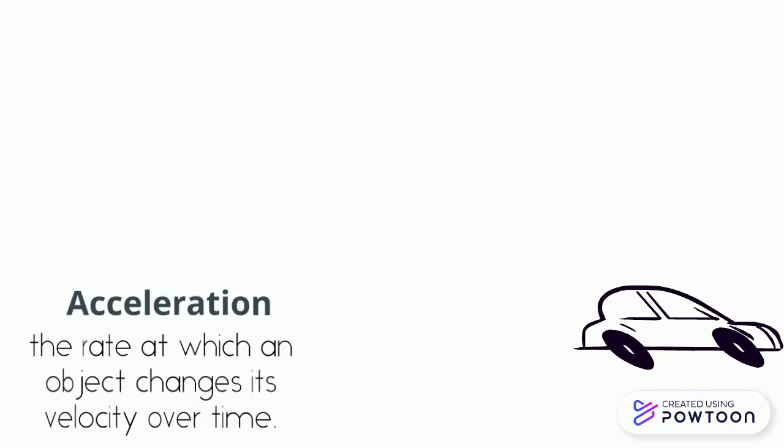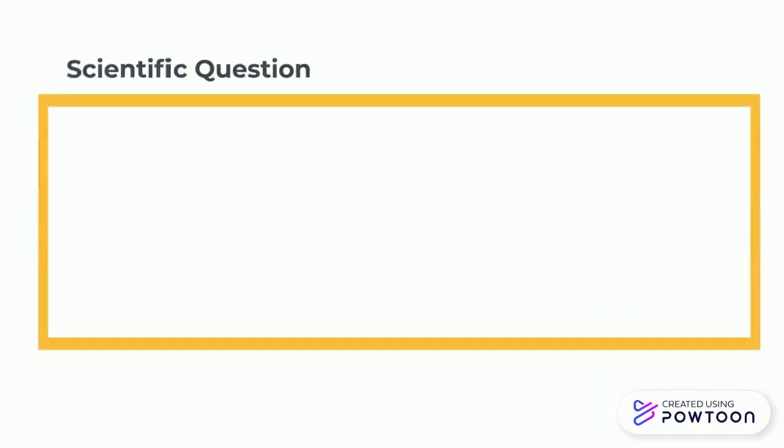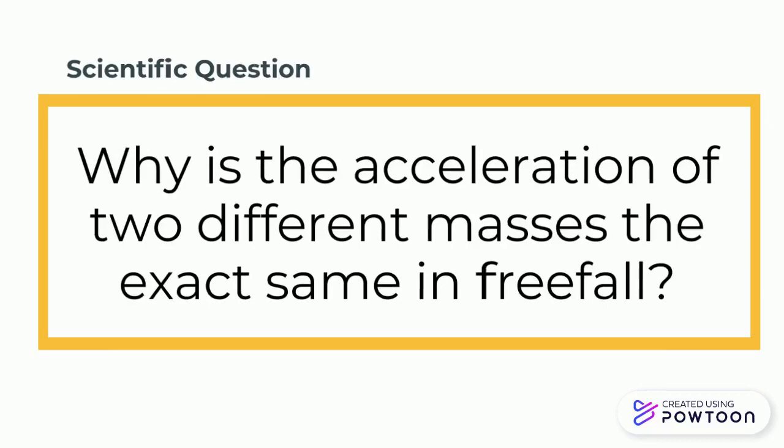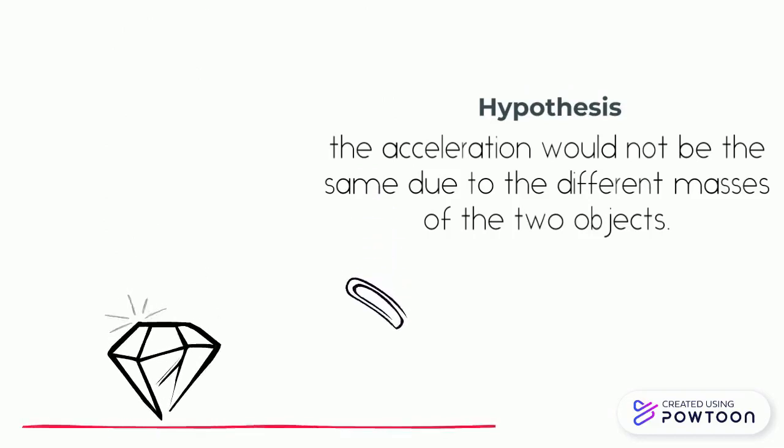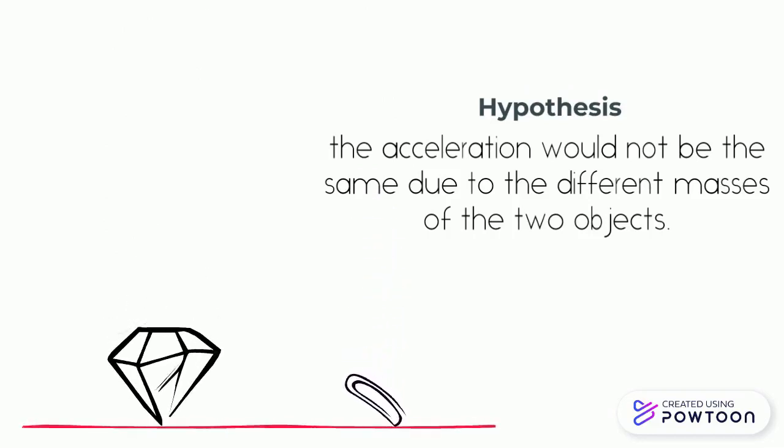This leads to the scientific question: why is the acceleration of two different masses the exact same in freefall? Before researching for this project, I was confident that the object with the heavier mass would land before the object with the lighter mass, resulting in different accelerations. Because it just makes sense that something as heavy as a rock would fall faster than a paperclip.